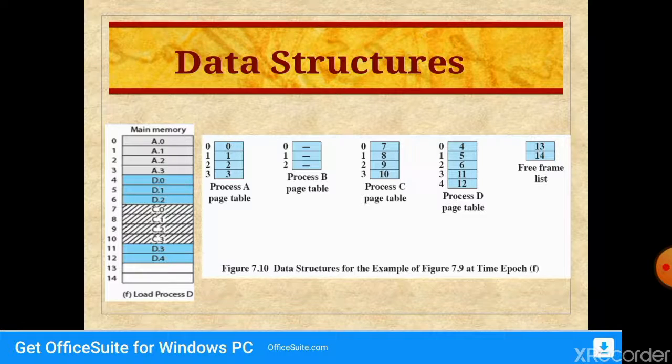Other than the list of frame numbers allocated for the pages of every process, there is a list maintained by the operating system called the free frame list. Those frame numbers which are not occupied by any pages of a process are listed in this list.